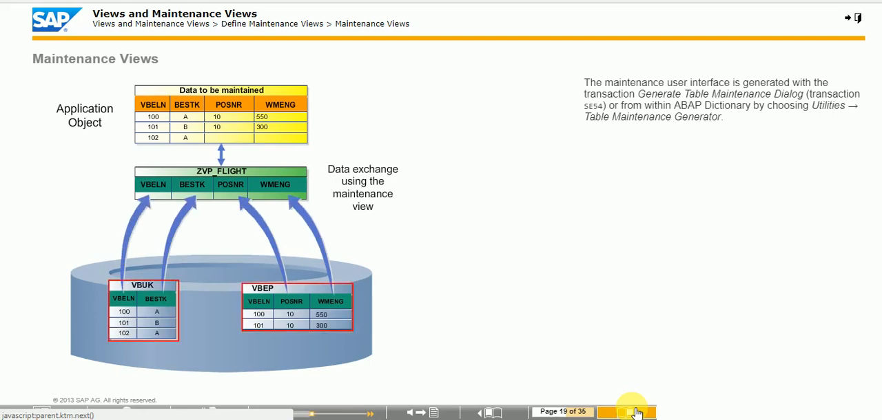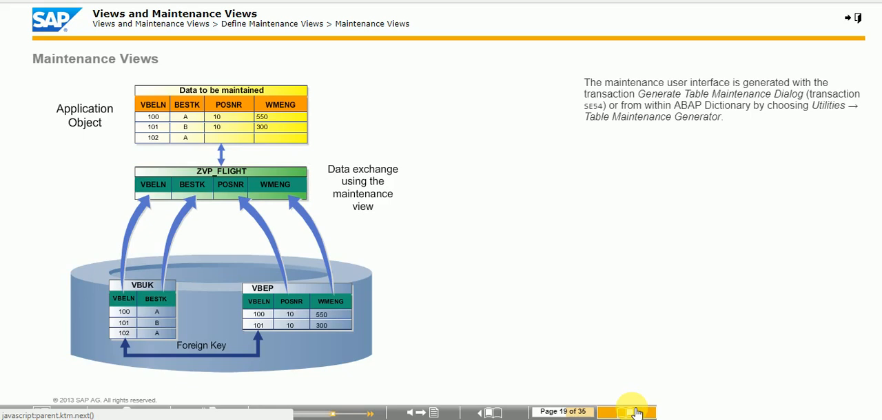All the tables used in a maintenance view must be linked with a foreign key. The join conditions are always derived from the foreign key in the maintenance view. You cannot enter the join conditions directly as in a database view.